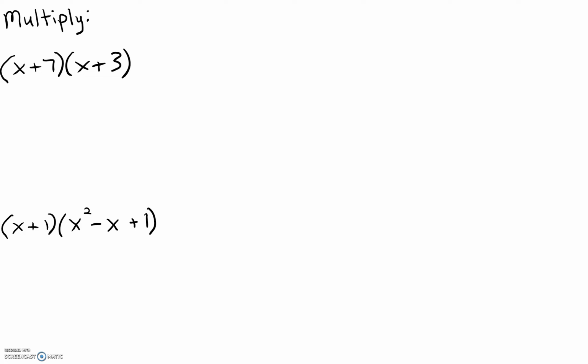So FOIL, FOIL. And so our first terms in this particular problem is going to be an x multiplied by an x. And so x times x is going to give us x squared. Our outer terms are going to be an x and a 3, so x multiplied by positive 3 is going to give us plus 3x. Our inner terms are a 7 and an x, so 7 multiplied by x is going to give us positive 7x. And then our last terms, we're going to have 7 multiplied by 3, and 7 times 3, both positive, is going to give us plus 21.